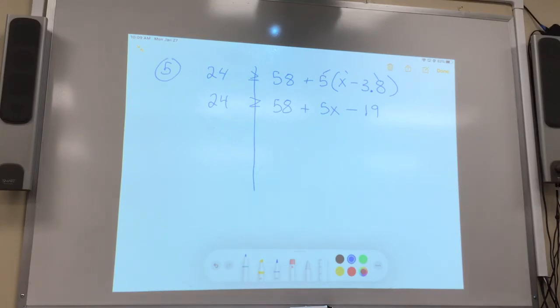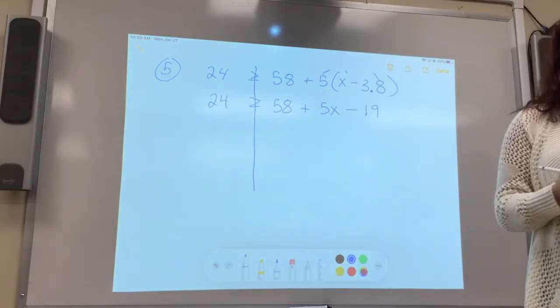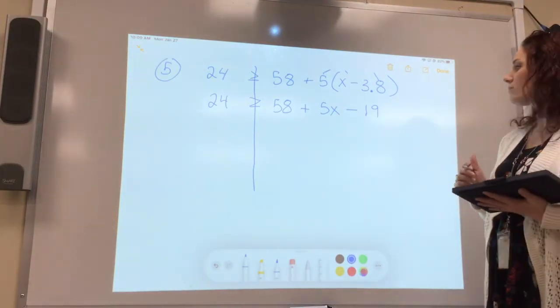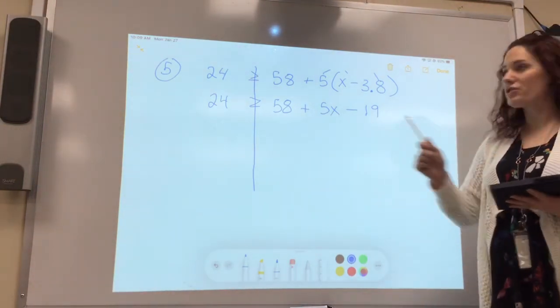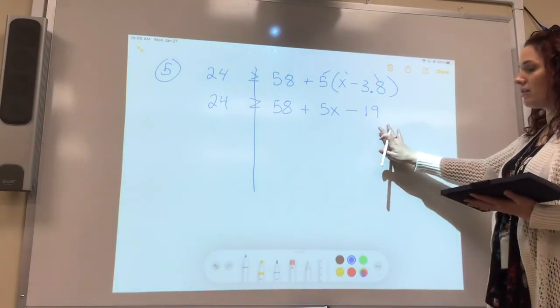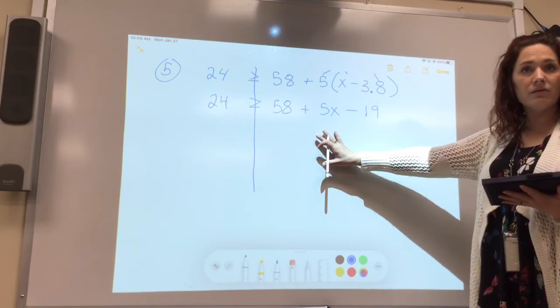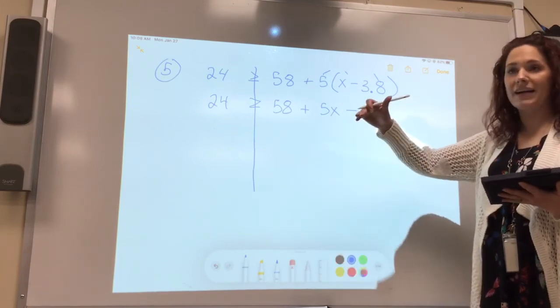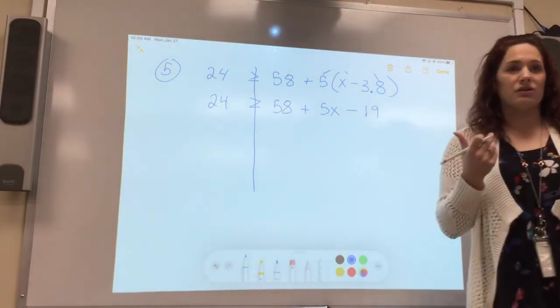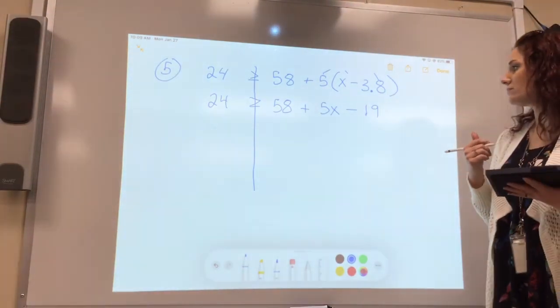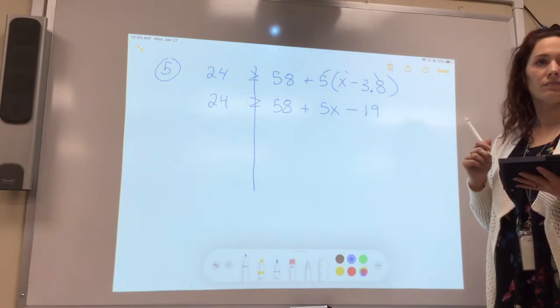You still get 5x minus 19, just on the left-hand side. Nothing about the order of the problem changes. Now that the distributive property is done, isn't all of our multiplication done? Right? Now we can work on adding and subtracting. Is there anything I can add or subtract? William? You can subtract 19 from 58.